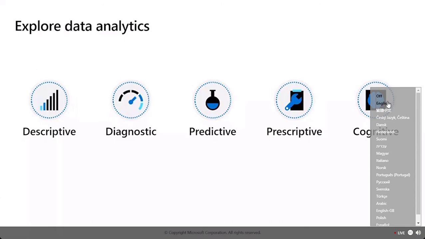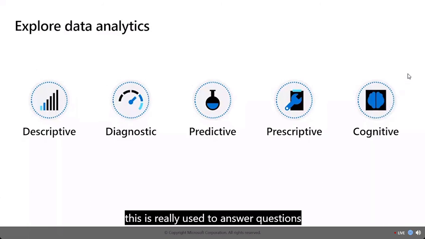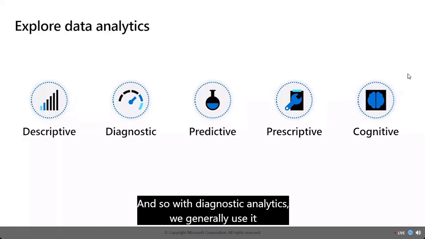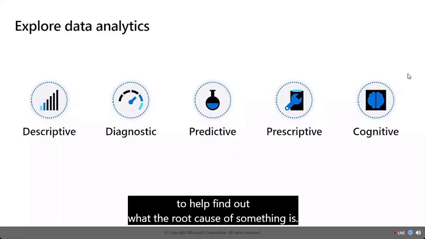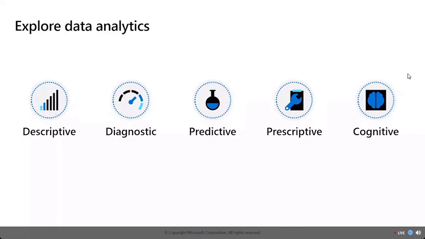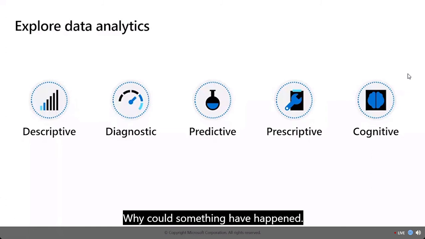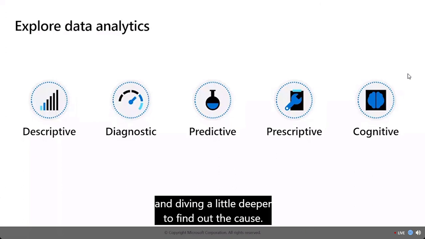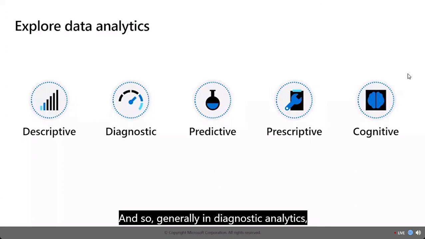With diagnostic analytics, this is really used to answer questions like, why is this happening to my business? With diagnostic analytics, we generally use it to help find out what the root cause of something is, why something happened. It's really about taking the findings from descriptive analytics and diving a little deeper to find out the cause. Generally in diagnostic analytics, we take 3 steps in this approach.